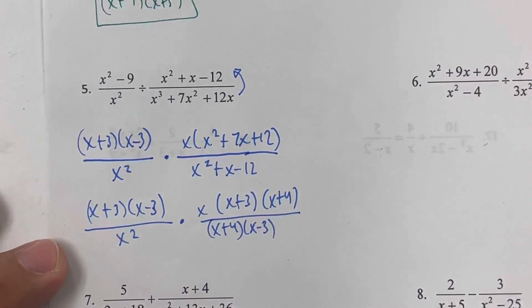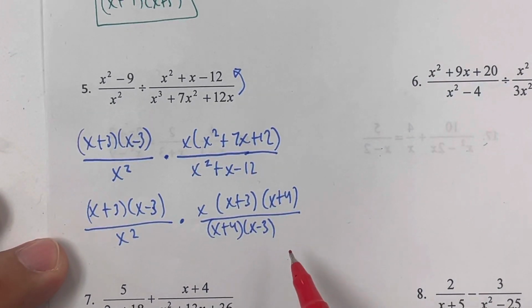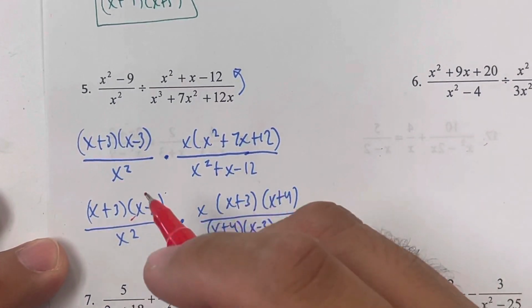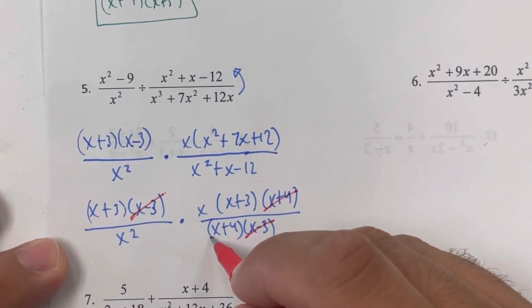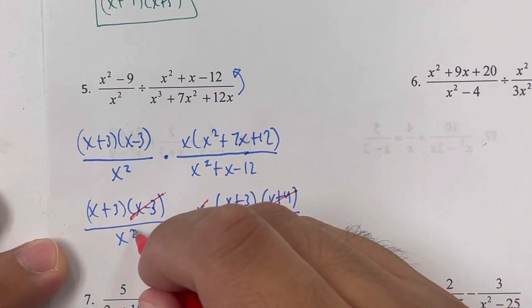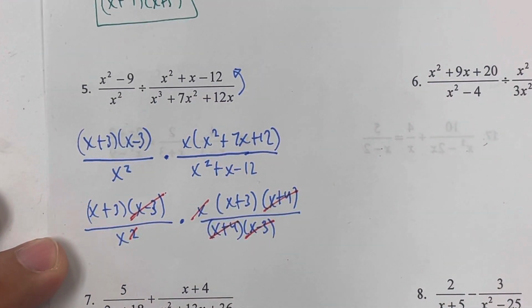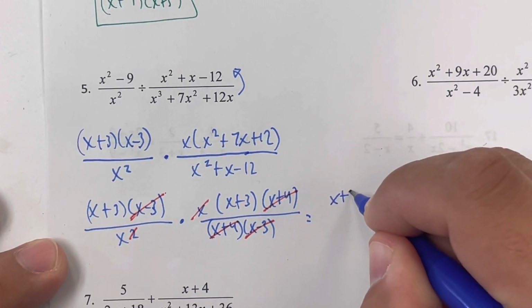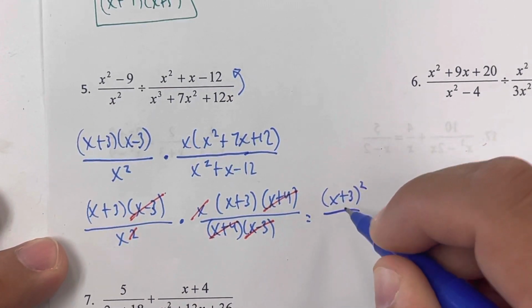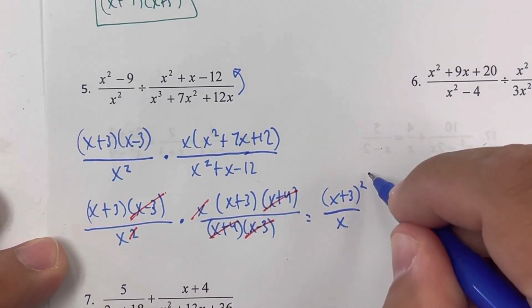Alright, now we're just going to cancel out our common factors, so I do see x minus 3, I see x plus 4, and I can cancel out 1 x to 1 x. So on the top, we have x plus 3 twice, so I'm going to write x plus 3 squared over x.